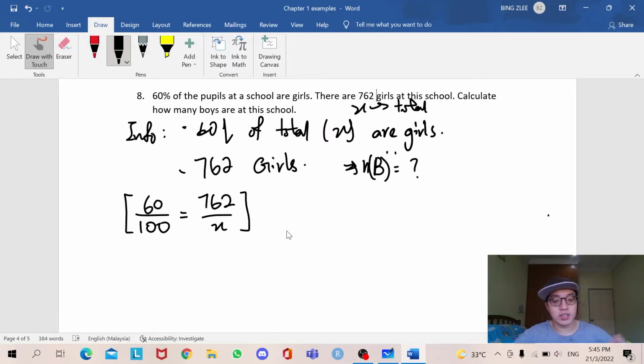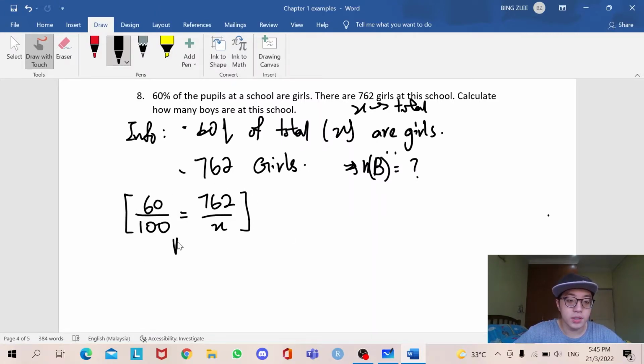Why is it so? I'll explain it again, right? 60%, the percentage means out of 100. So 60 over 100 is equals to 762 over a total, right? Do you get it? So 762 girls over a total number of students X is equivalent to 60% of the total. Okay, so this is the first equation that you need to get.